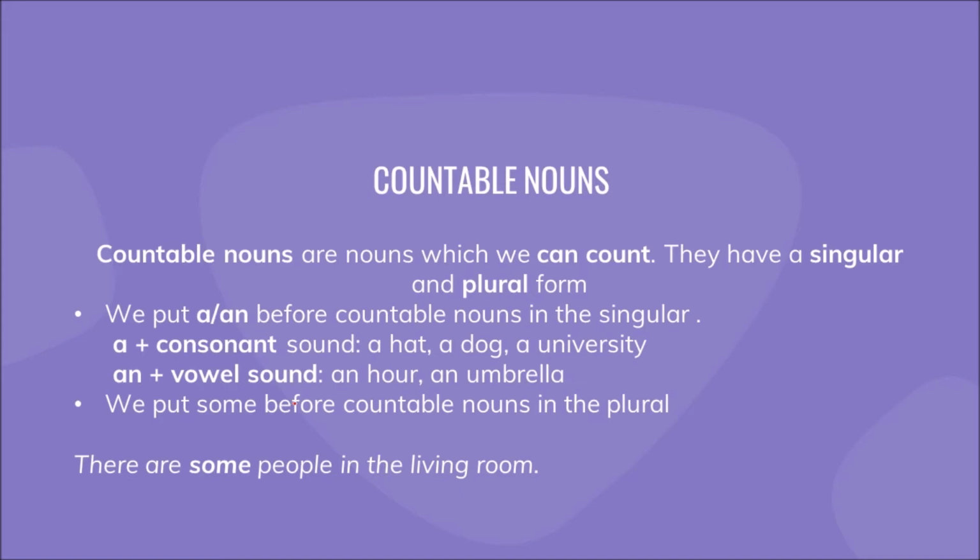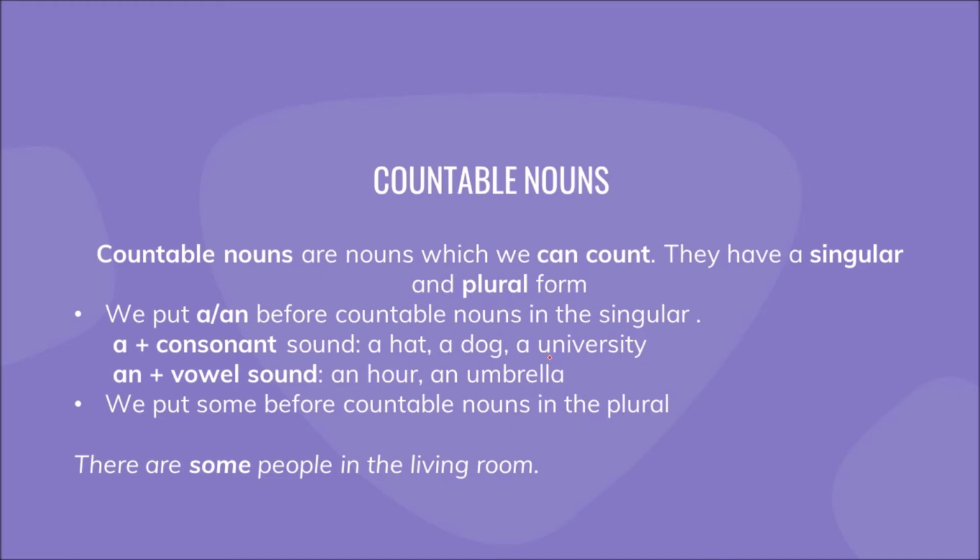Let's see the examples. A hat, a dog, a university, an hour, an umbrella. Now, you may be confused here because we have words that start with the same letter. But in the first case, the letter H sounds like H. A hat, it sounds like a consonant. While in the second one, hour, the letter H is silent.